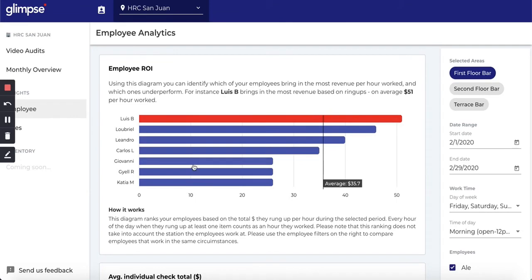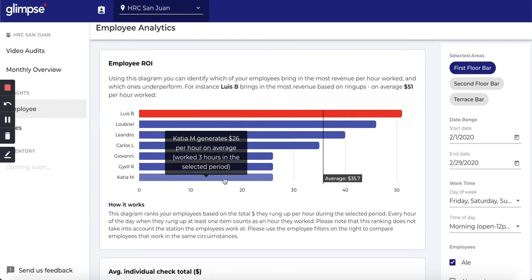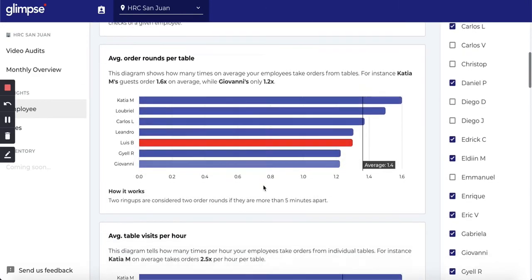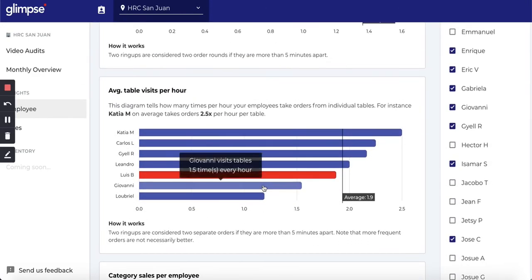And Katya being at the very bottom of this chart actually tells us that although she is visiting her tables very frequently, she is perhaps not effectively using that opportunity to really sell the right products or sell more expensive items, or whatever that item may be that you'd like your employee to be recommending to your customers. So this is a very good example of the effectiveness of your employee.